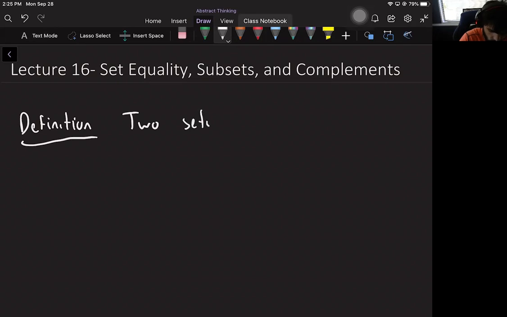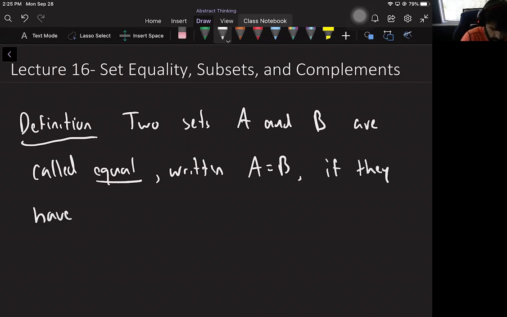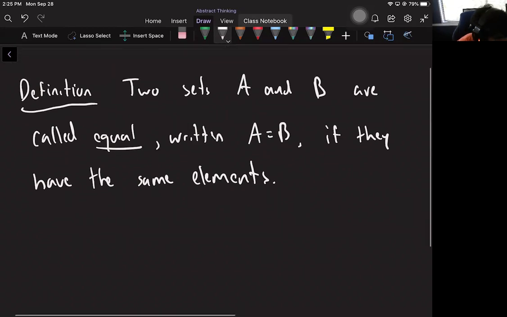So two sets, A and B, are called equal, and we use an equal sign for this, written A equals B, if they have the same elements. They have all the exact same elements. So hopefully this is a reasonable definition of what it should mean for two sets to be equal. And that's one way to think about two sets as being the same.